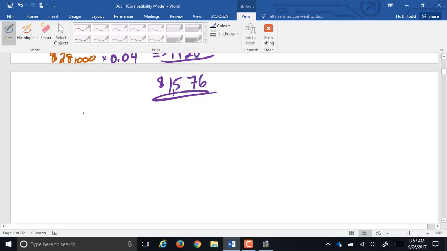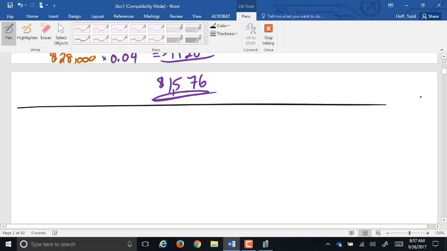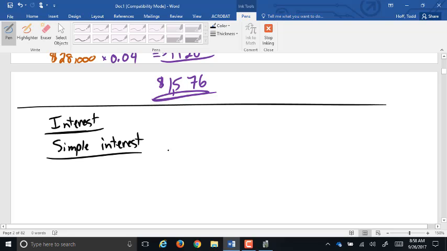There's a lot more I could do on commission, but I'm not going to get into it. I want to talk a little bit now about one of the other big applications of the rate method, and that is interest. Interest, and we're going to start out talking about simple interest for today. Simple interest is just that. It's the simplest way you can calculate interest.